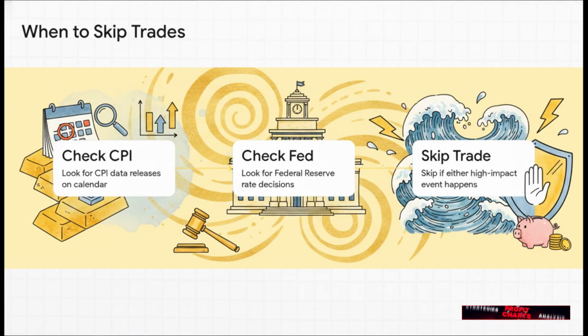But here's the thing, true discipline is knowing when not to trade. You should always check the economic calendar. If there's a consumer price index data release or a Federal Reserve rate decision coming up, you skip the trade. Simple as that. These high-impact events inject massive volatility and will literally destroy perfectly good technical setups. Sitting on your hands to protect your capital during these windows is a massive part of maintaining a high win rate.